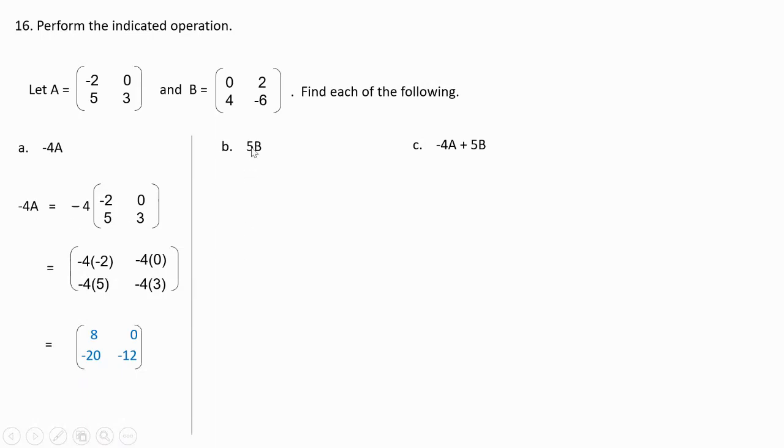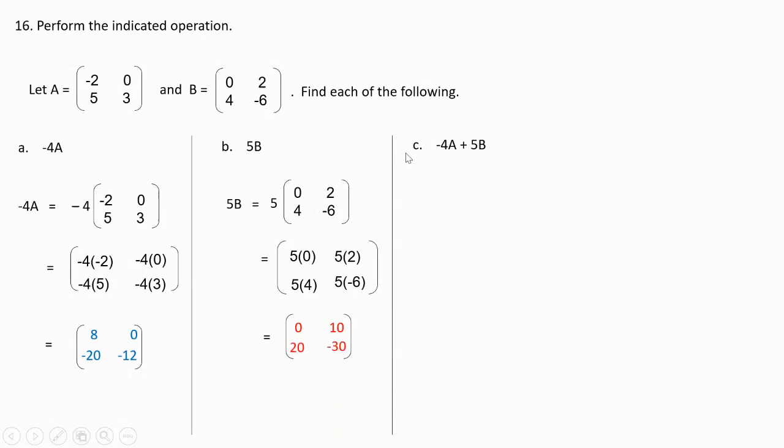Now for B part, I'm going to multiply 5 times matrix B. In the same manner, I'm going to multiply 5 times every element in B, which is 0, 2, 4, negative 6. So here, right, it's going to be 5 times 0, 5 times 2, 5 times 4, and 5 times negative 6. So it's going to give us 0, 10, 20, and negative 30.